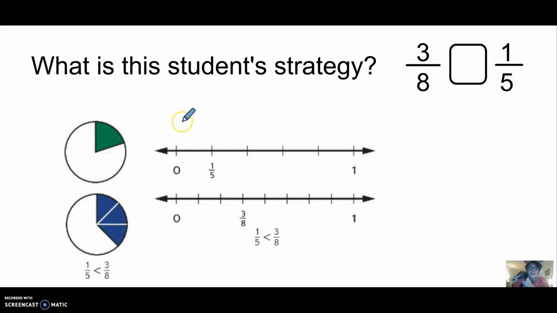Using the number line, let's remember that the one whole is the distance between 0 and 1. Both of my number lines have the same one whole. 1/5 lands here, and 3/8 lands here. I can see that my 3/8 is closer to my one whole than my 1/5 is. So once again, with this strategy, we see that 3/8 is greater than 1/5. All right.